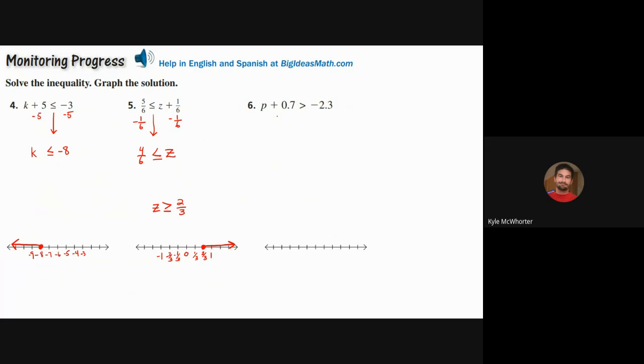Number 6. Subtract 0.7 from each side of the equal sign. And we get P is greater than, let's see, they're both negative, so add them together. This would be -3.0. So P greater than -3. To graph that, we'd have an open circle at -3. Greater than is to the right.